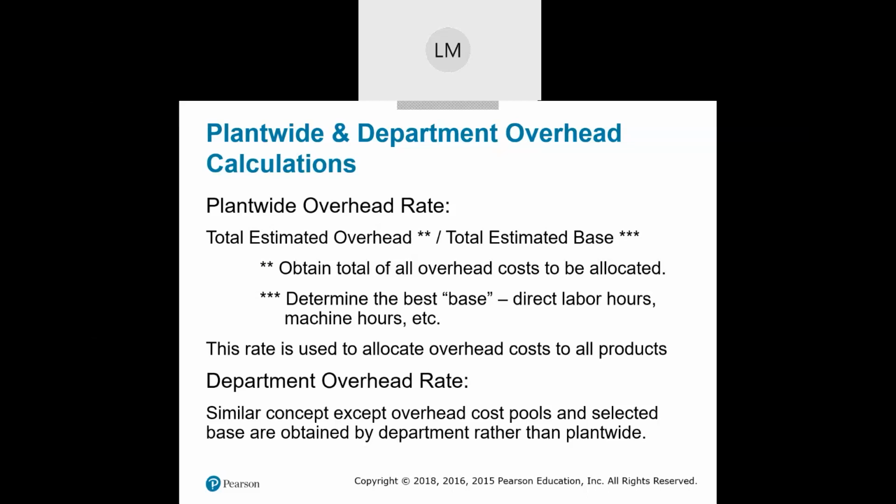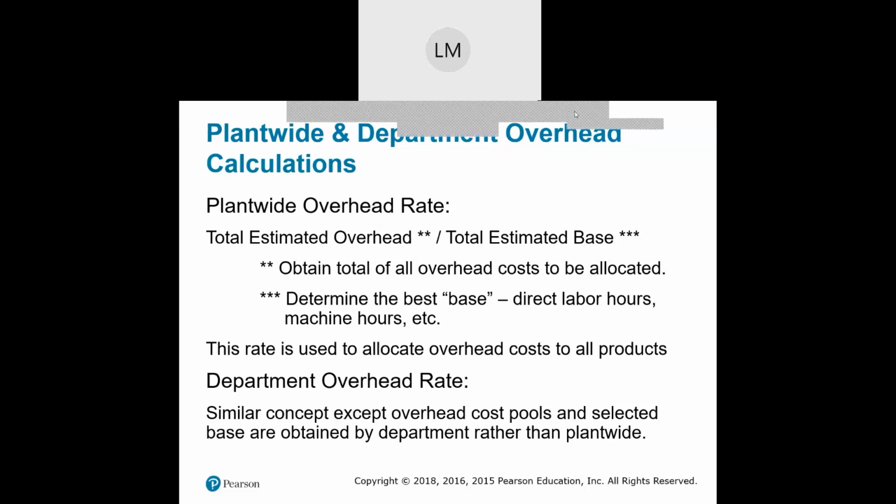Is it going to be direct labor hours? Is it going to be machine hours? Whatever it is, we have to determine what the best base is. What's the best linkage of overhead cost to the activity or whatever that cost driver is driving those overhead costs? And so we compute a rate to allocate overhead costs to all products.